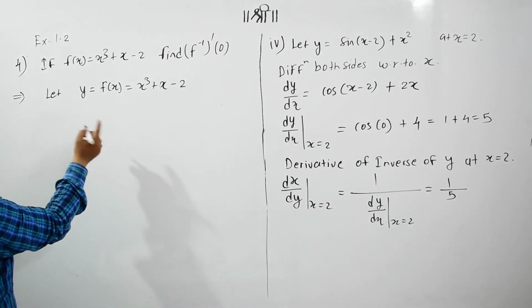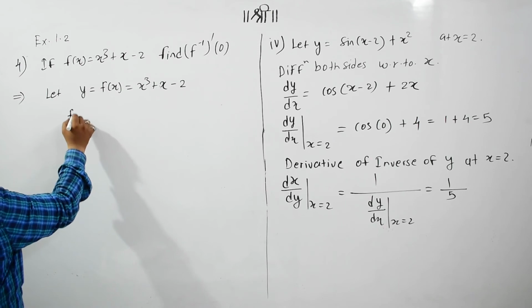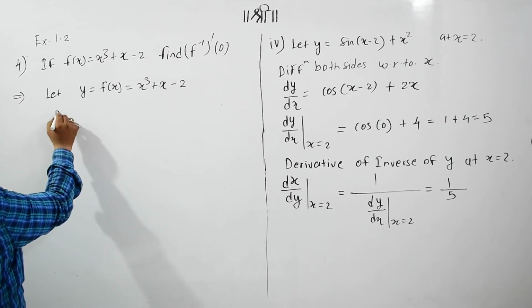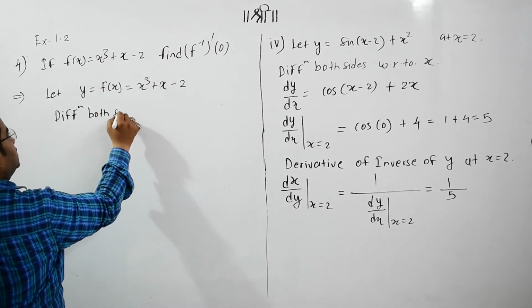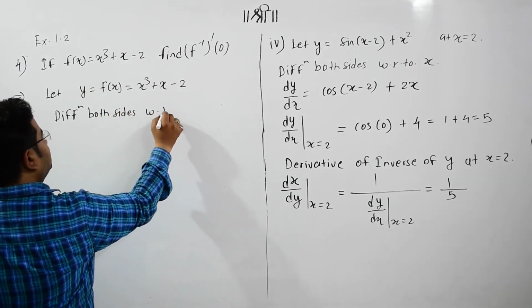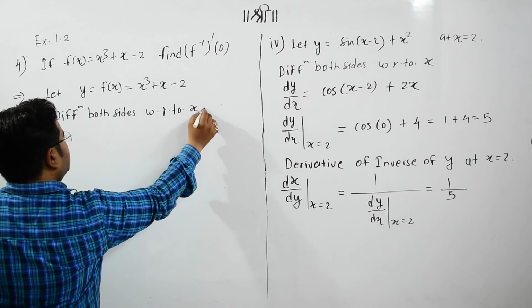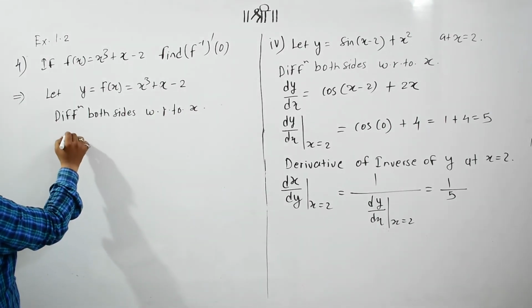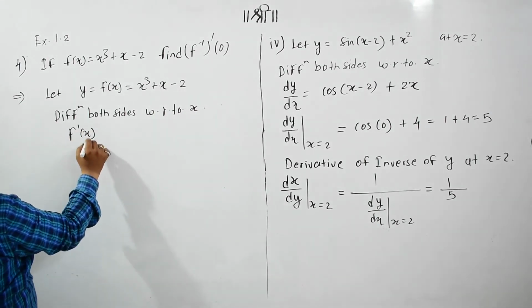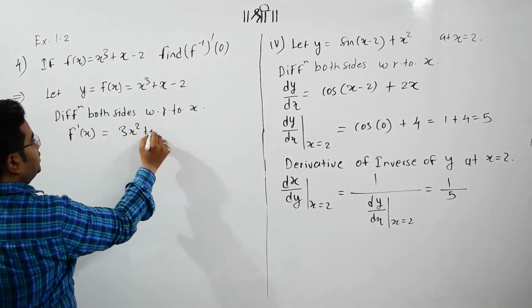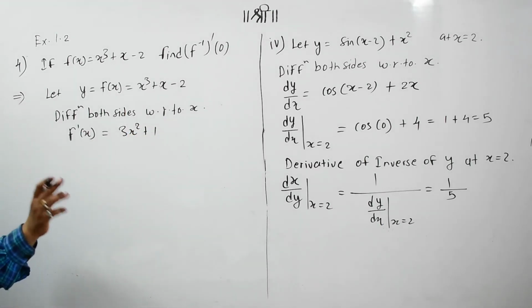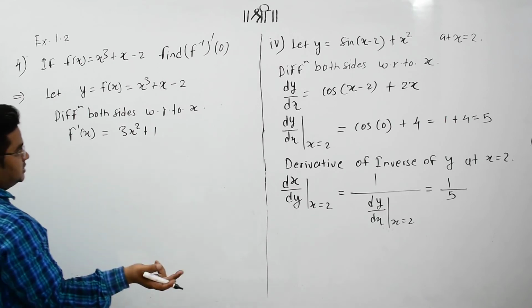Now again, the important thing is what? Differentiating both sides with respect to x, what you will get? You will get f dash of x is equal to 3x square plus 1. Okay, 3x square plus 1.